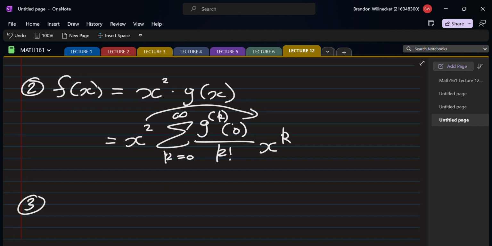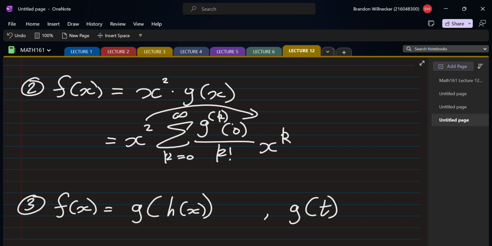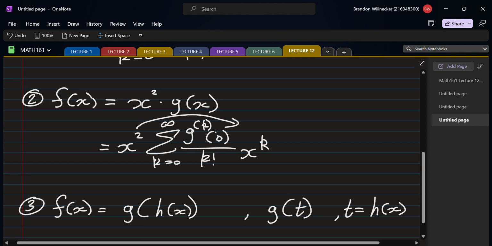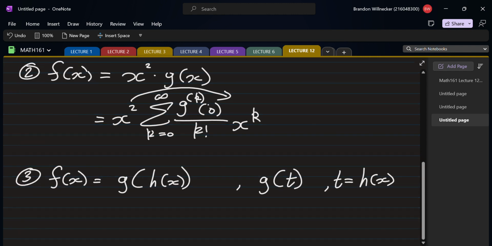And lastly, if we have some composition, so f of x is equal to g of h of x, what we can do is find the Taylor series for g of t, and then substitute t equals h of x. So h of x could be something like x squared, or 2x, or x squared plus 3, anything like that.